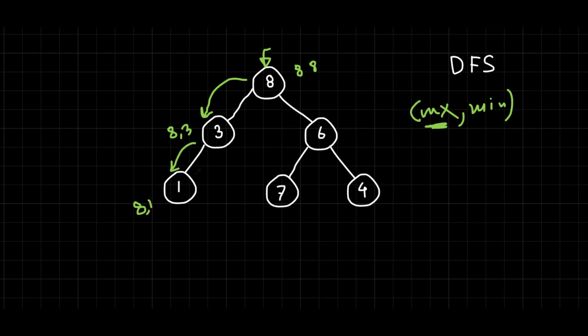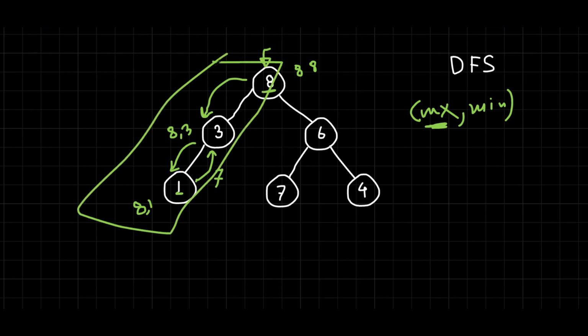Now from this 1, as this 1 is the leaf node, we will return. Now from 1, we will return the difference between 8 and 1, which is 7. Now, what does this 7 represent? This 7 represents the difference of the maximum value and the minimum value along this path. Now the value 1 represents 7.